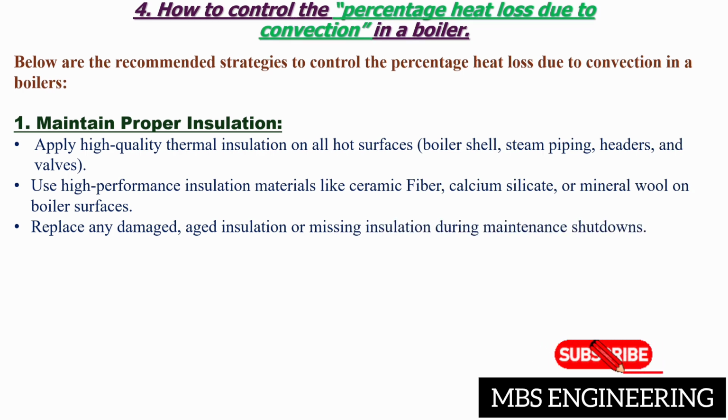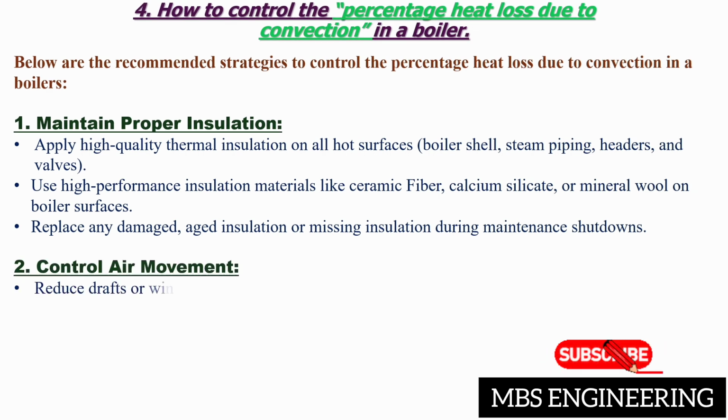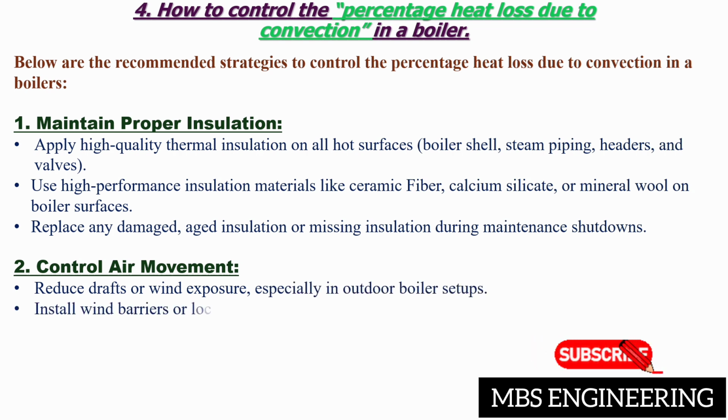The second recommendation to reduce the heat loss is to control air movement. Reduce drafts or wind exposure, especially in outdoor boiler setups. Install wind barriers or locate boilers in sheltered environments to minimize forced convection.